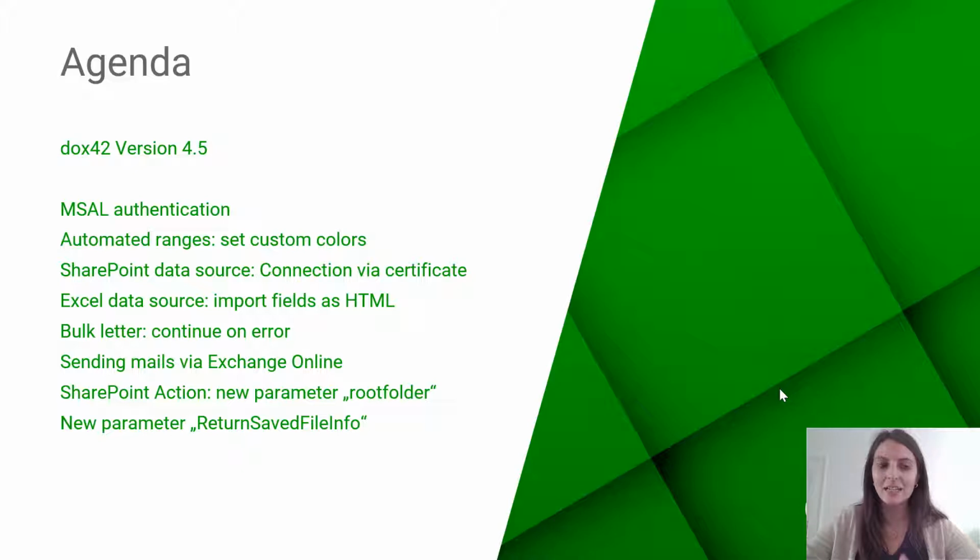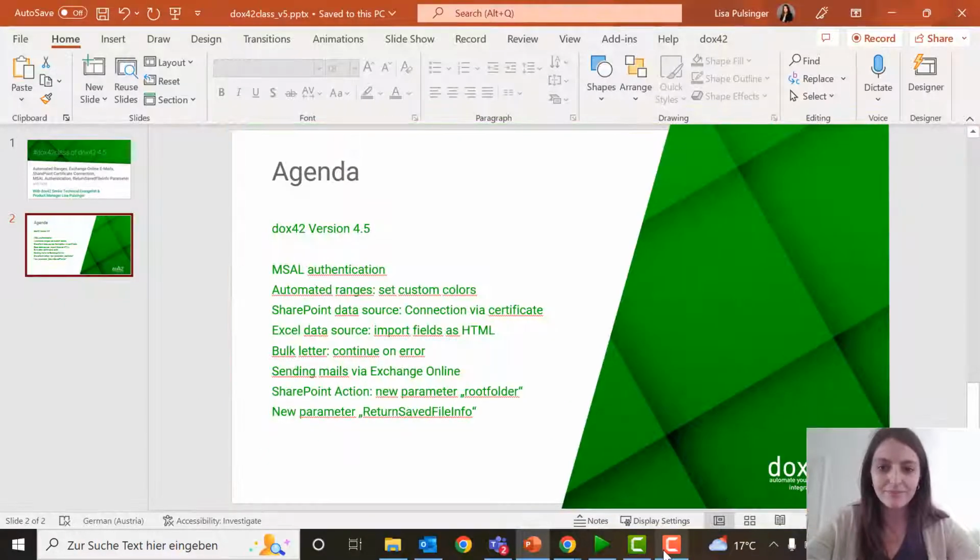We will cover the SharePoint data source where you can now also connect via a certificate. We will check the Excel data source where you can import fields as HTML now. We will talk about bulk letters, sending emails via Microsoft Exchange Online. We will have a look at the SharePoint Action with the new parameter rootfolder and what it can be used for. And we will cover a new parameter ReturnSavedFileInfo. Then let's get started.